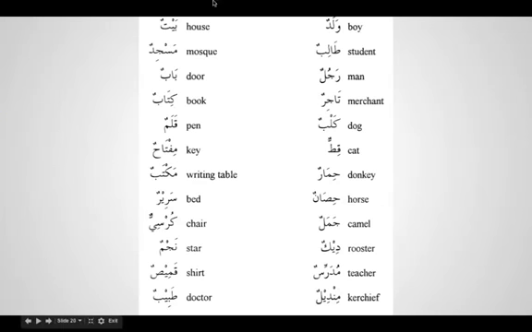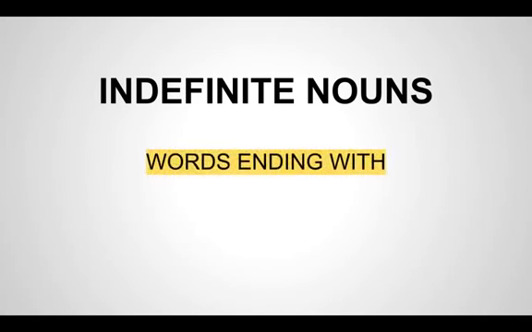So this is the vocabulary. These are the words which we've used in the lesson. I just wanted to note one thing about all these words, they all end with double dhamma. That means they are indefinite. All these nouns which we've used in these lessons are indefinite nouns. So inshallah in the next class we'll be learning how to make a definite noun. So remember, for now the nouns that end with double dhamma are indefinite nouns.